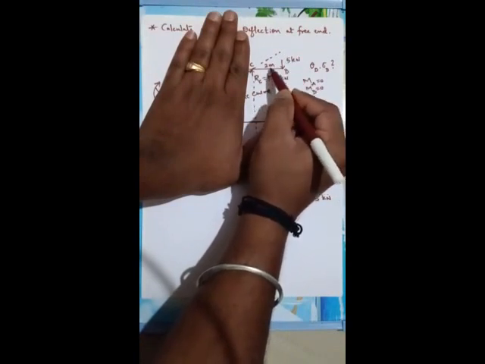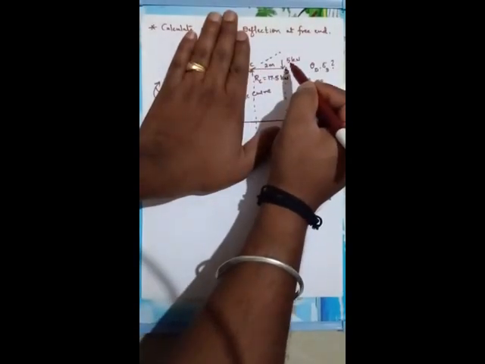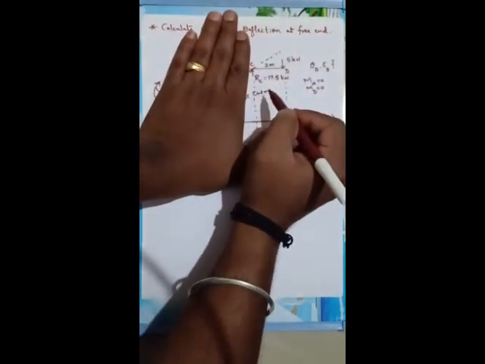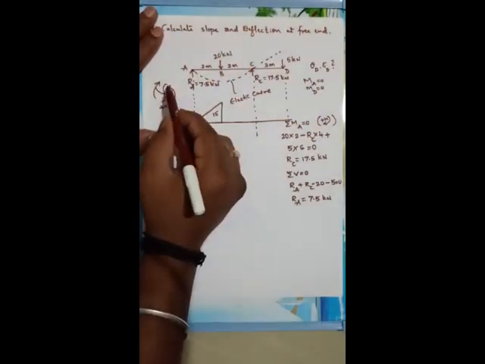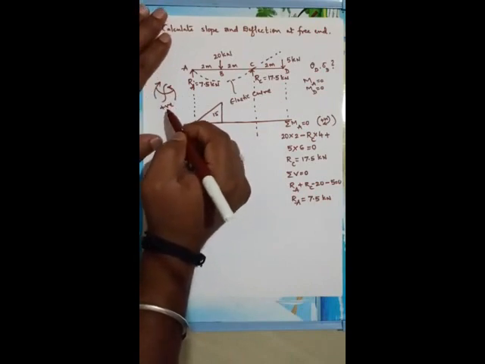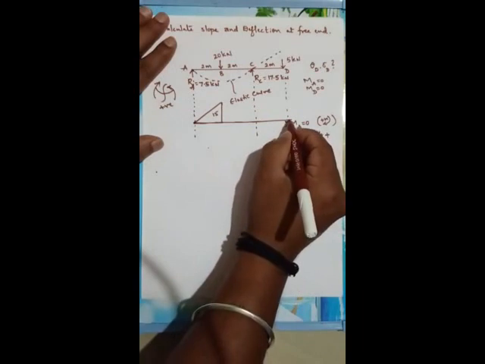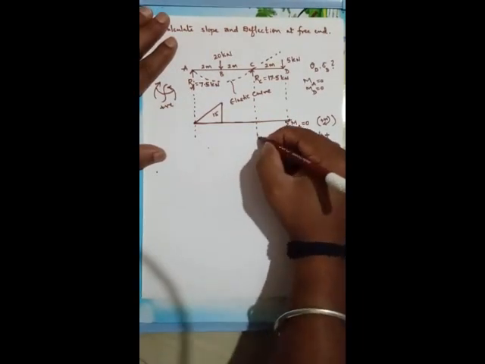So 5 into 2, that is 10. But how is it rotating? Clockwise. Cut a section on the right-hand side, it is making the moment clockwise. But if cutting a section from the right-hand side gives an anti-clockwise moment, then it is positive. But it is clockwise, so it will be negative.